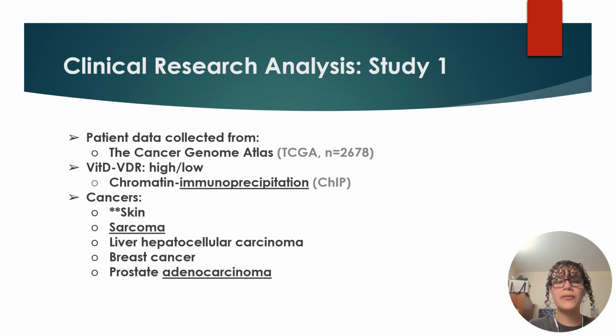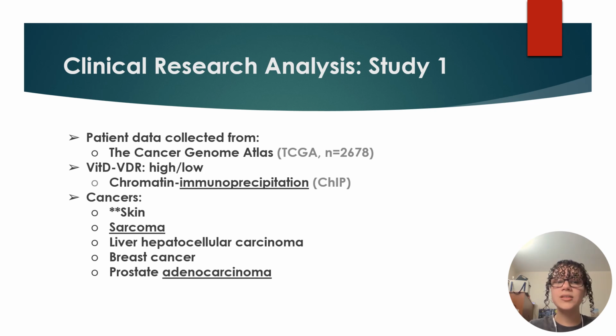Now, there were a couple of cancers that were looked at in this study. Skin cancer, which we should note has a confounding variable, as sunlight both increases vitamin D and also increases the chances of melanoma. Also sarcoma, which are cancers that originate on connective tissues.